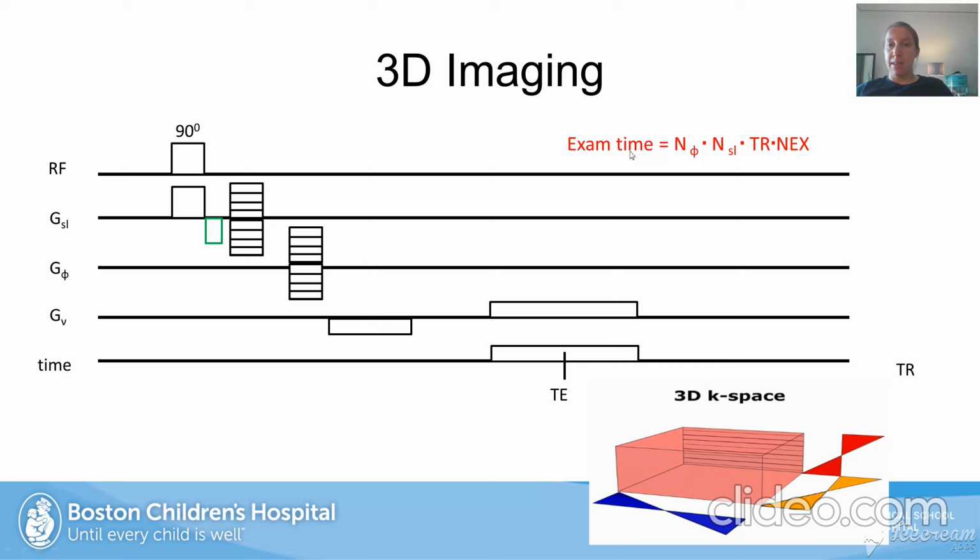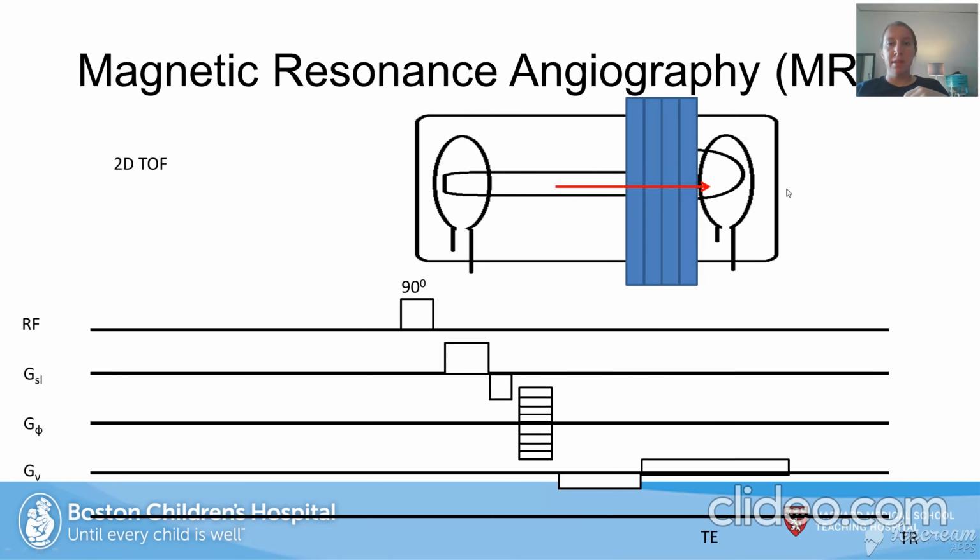So the exam time is now the number of phase encodes that you do, and the number of slice encodes that you do. The TR and the NEX are still there. NEX, I explained that in my previous talks, is basically the number of averages that you take per image. That's to improve your SNR. But your exam time will now depend on the number of slice encodes that you do.